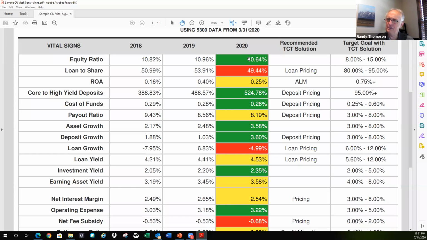And it's important because our ability to assume interest rate risk is directly linked to our equity position. Our ability to take risks on consumer loans and reaching out and serving the underserved is directly connected to equity position. So the first one, equity, which is equity divided by assets, gives us that number there.